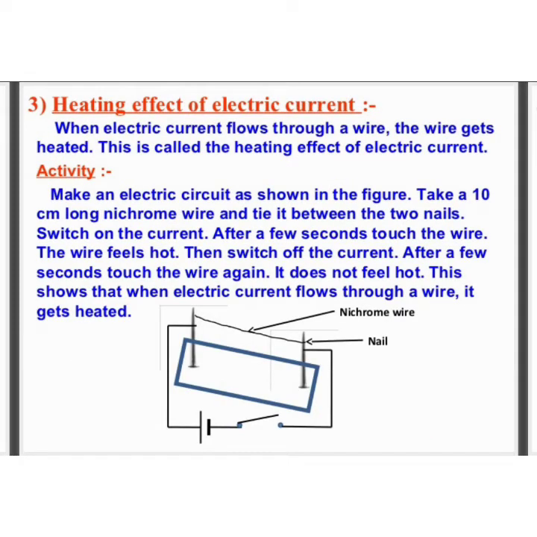Now we are going to see about the heating effect of electric current. That is, when a current flows through a wire, the wire gets heated. This is called the heating effect of electric current. For example, in your house, when you keep the TV on for a long time or use your mixer grinder for a long time, when you touch their sides, you can feel the heat around them. This is a simple example of the heating effect of electric current.